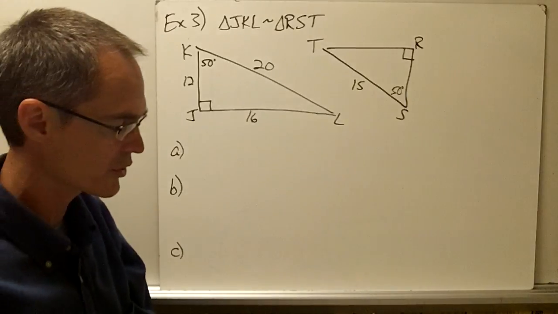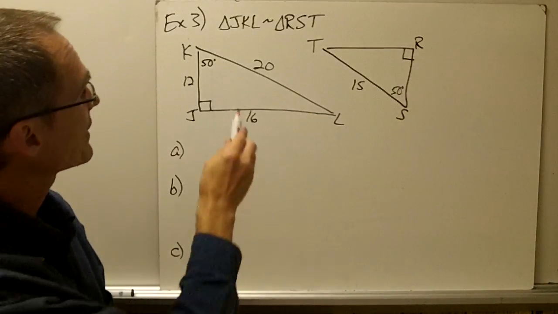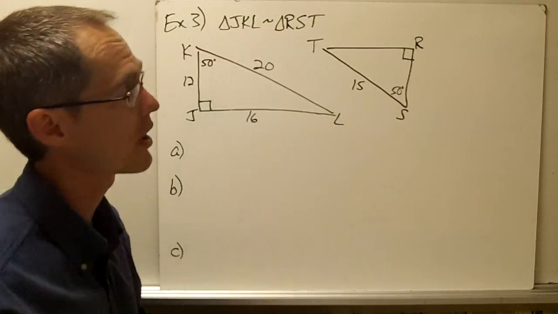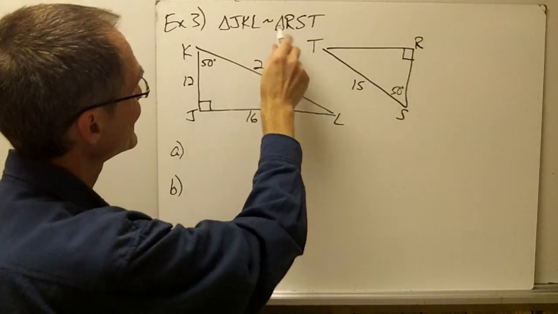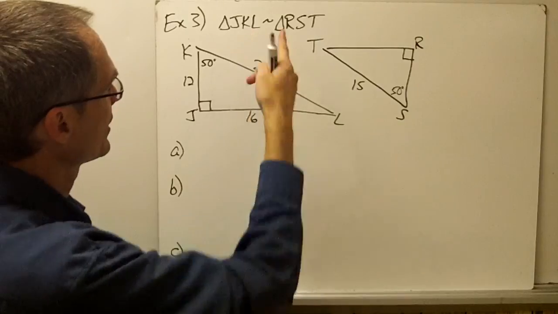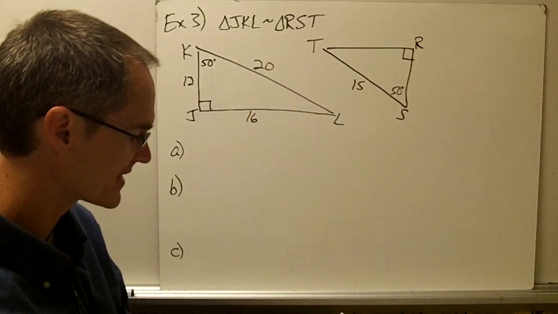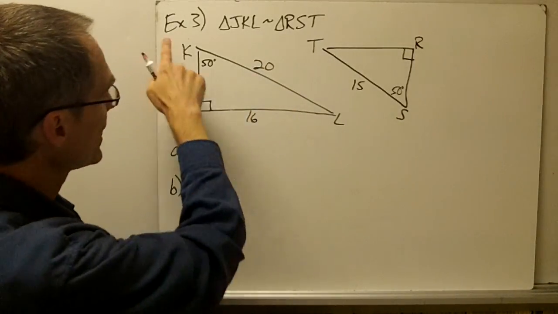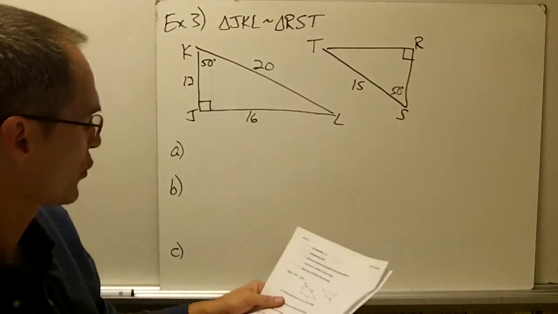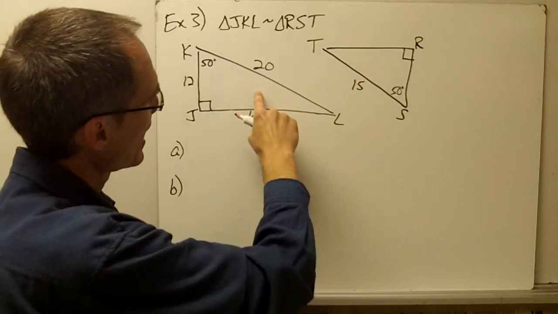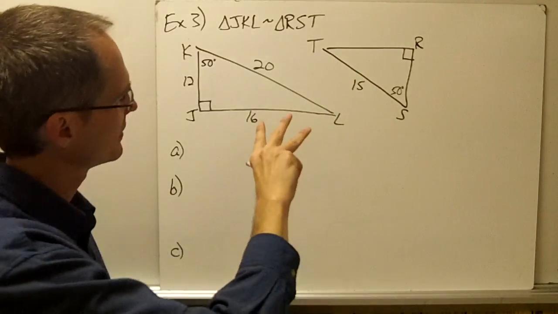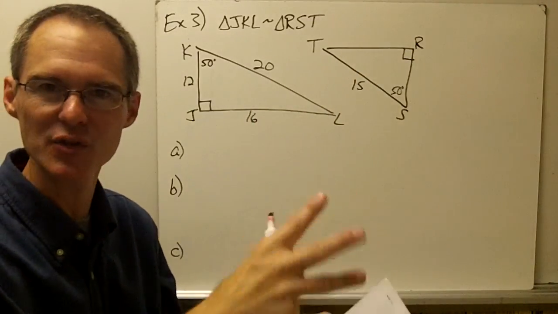All right, example number 3. I've got two triangles. I'm told these two triangles are similar, and I know what the corresponding sides and angles are based on the similarity statement. It says find the scale factor if triangle JKL is the pre-image. Now this one looks a little bit different because my two triangles don't have the same orientation. They're not really lined up.